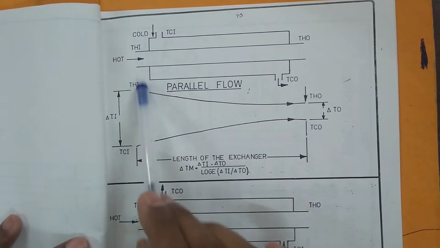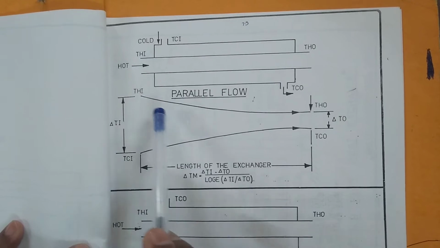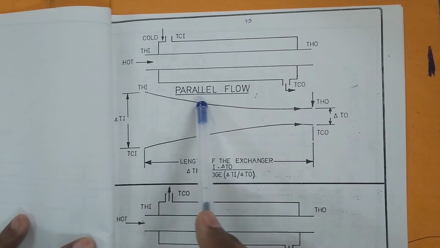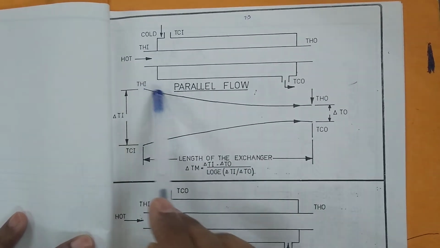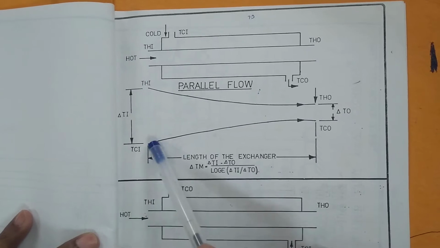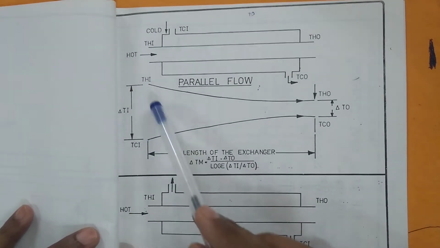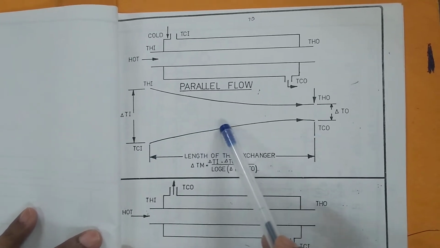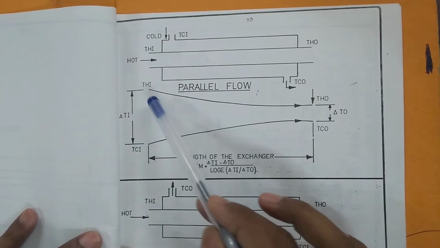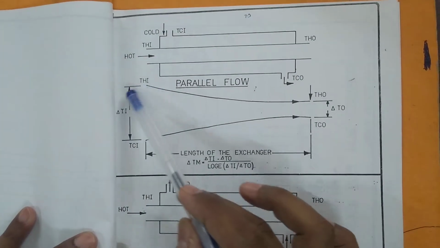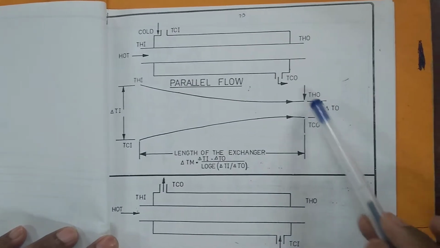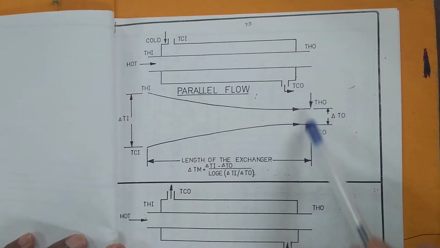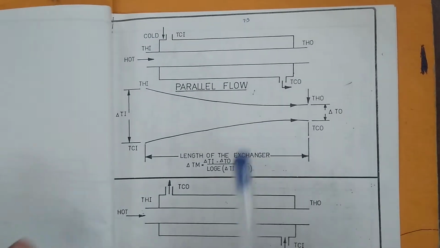So here the THI is the inlet temperature for the hot water. So hot water when it passes along the length of the heat exchanger, its temperature is gradually going to decrease. Temperature continuously decreasing for the hot fluid. But for the cold fluid, because the cold fluid will take heat from the hot fluid, its temperature is gradually increasing from the inlet to outlet. So the thermal head at the inlet side is this one, delta Ti, and at the outlet side is delta To. So it is maximum at the inlet and minimum at the outlet side. It is for the parallel flow type of heat exchanger.